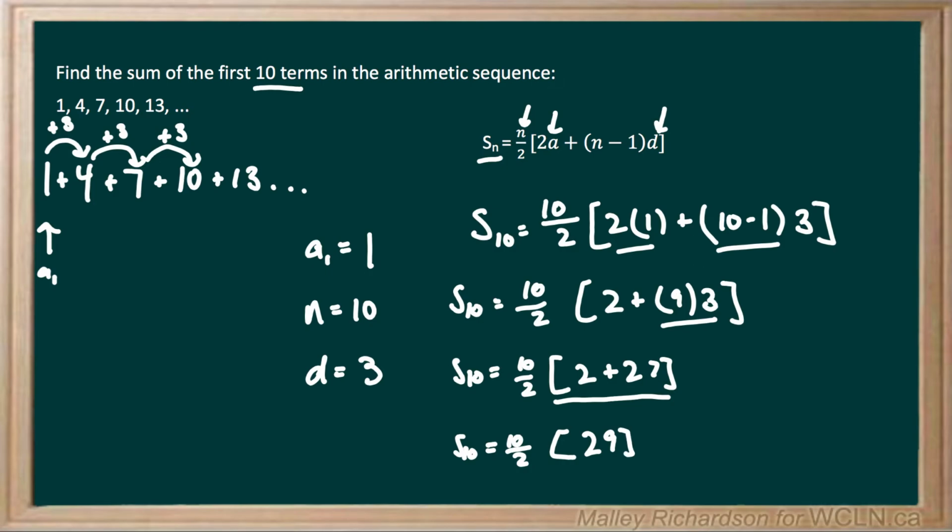So now all we have is 10 divided by 2 multiplied by 29. Well, we know that 10 divided by 2 is 5, so we have S of 10 equals 5 multiplied by 29. And 5 times 29 gives us the answer of 145. So the sum of the first 10 terms is 145.